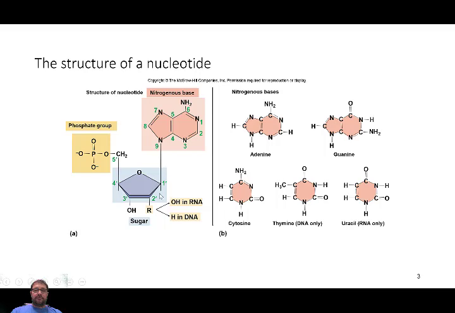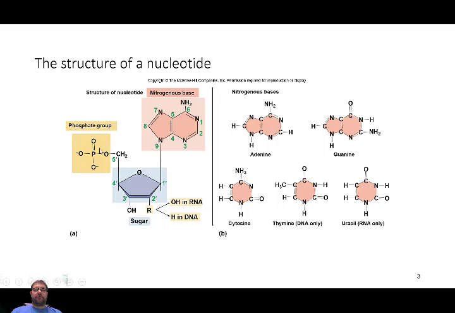Now, if you look here, this 5-carbon sugar, again, it doesn't change if we're talking about DNA. All DNA 5-carbon sugars are the same. If we're talking about RNA, then that 5-carbon sugar is going to be a little different. What that difference is, is off the 2' or the second carbon in the ring. For RNA, there's going to be a hydroxide or an OH. For DNA, there's going to be a hydrogen. That's the difference. That's what makes DNA deoxyribose and RNA ribose.